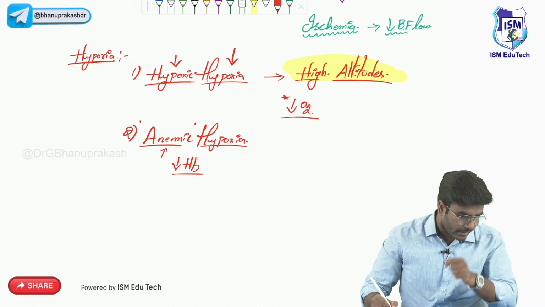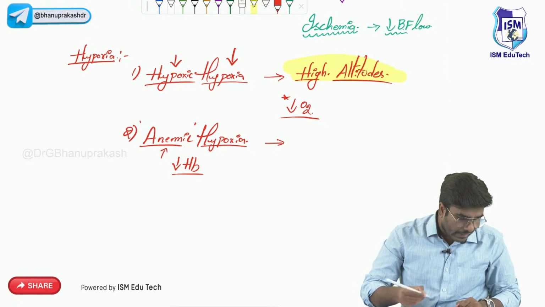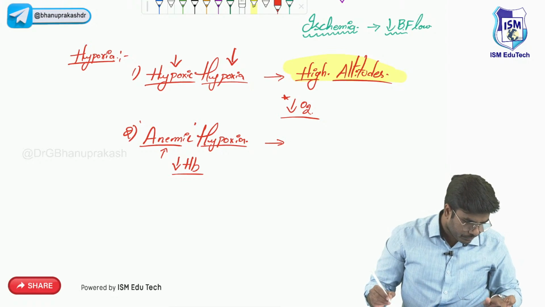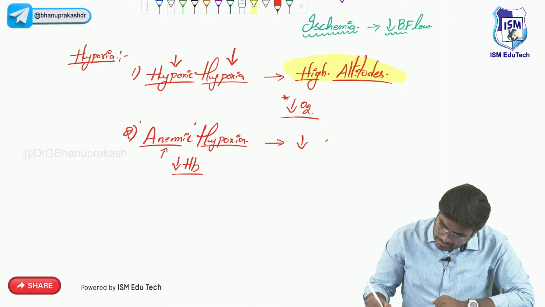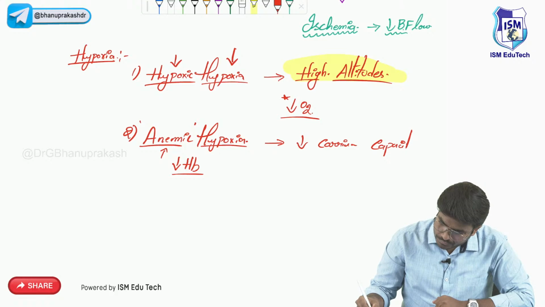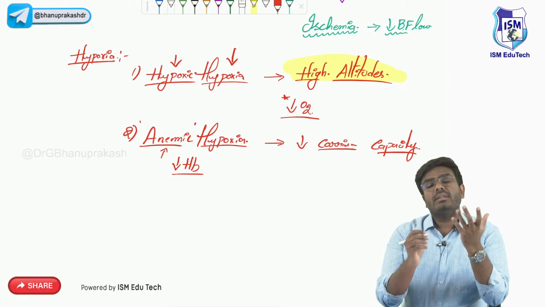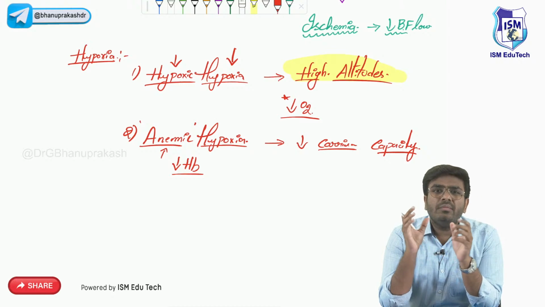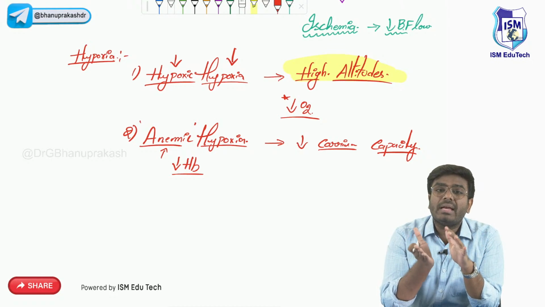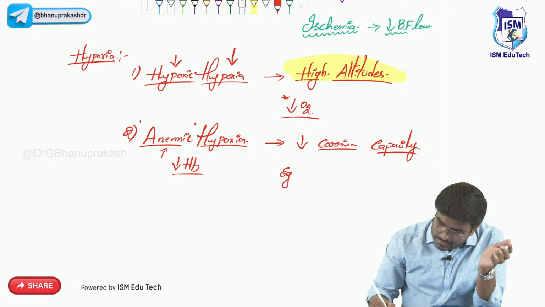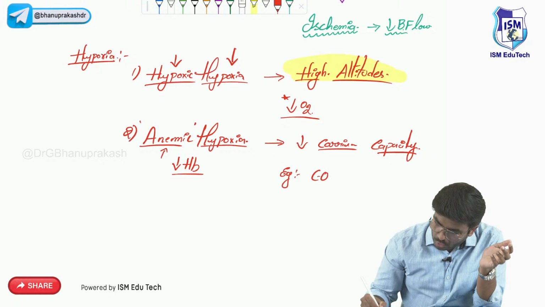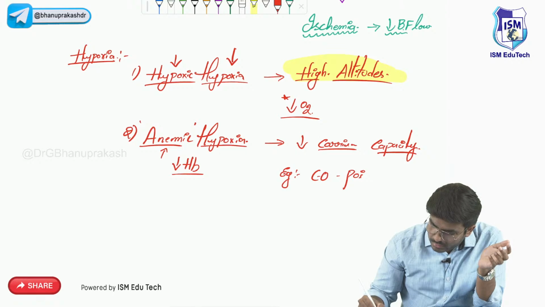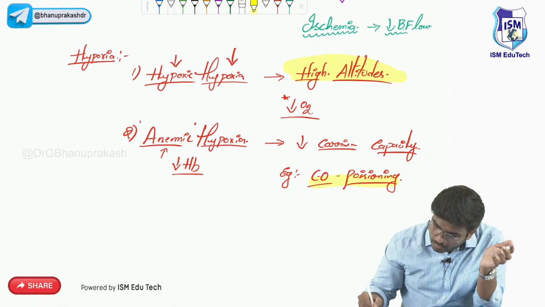So anemic hypoxia means decreased carrying capacity, guys, means the hemoglobin problem. Now sometimes this kind of question will come: in which of the following conditions will you have anemic hypoxia? The very good example is carbon monoxide poisoning. So what exactly do we mean by carbon monoxide poisoning, guys?